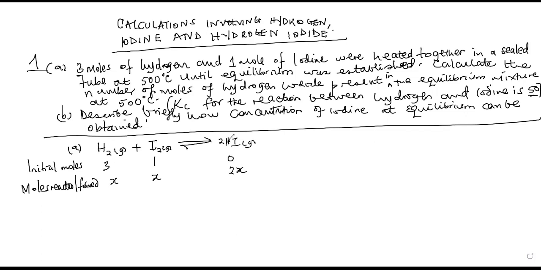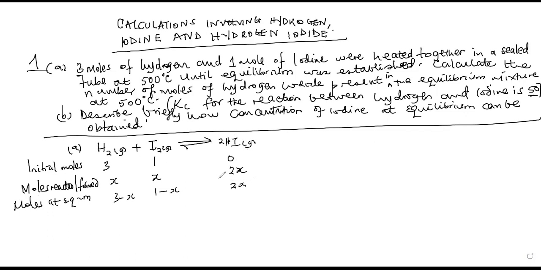So after having gotten those moles, now we get moles at equilibrium. Write the whole word. To get moles at equilibrium, for this case, we shall be getting the initial moles minus the moles that reacted. But for hydrogen iodide, if you get 0 minus 2x, you get negative 2x. But moles can't be negative, so it will keep 2x.